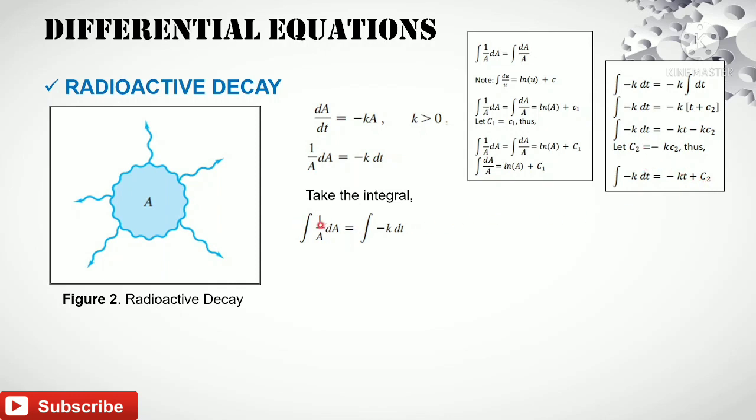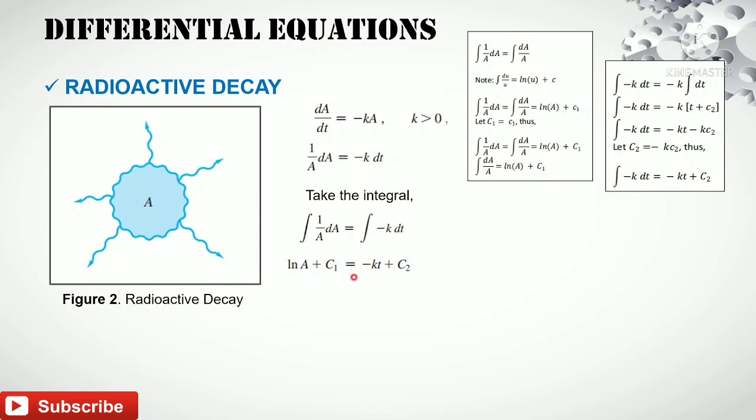Now we can substitute these values on each side of the equation. So we have ln A plus capital C sub 1 equal to negative kt plus capital C sub 2. You may wonder why A is enclosed in parentheses. It is just equivalent: ln A is equivalent to ln of the enclosed A in parentheses.